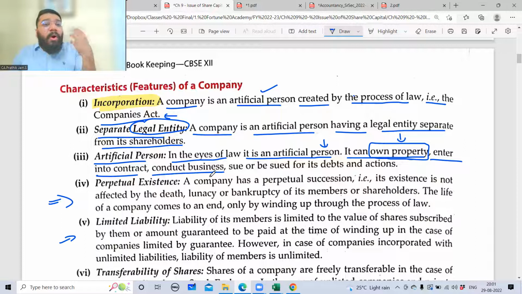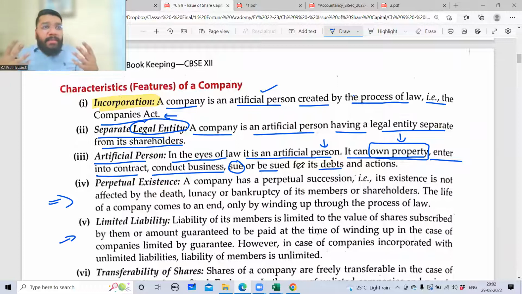Being called an artificial person, you are allowed to conduct the business in your name, sue or be sued for its debt. So the company can sue somebody. If I have to get money from somebody, and that fellow does not pay the money, the company can sue. Because the company is an artificial person, I can register a case in the name of the company. Or if the company does not make the payment to somebody, it can be sued by somebody else.